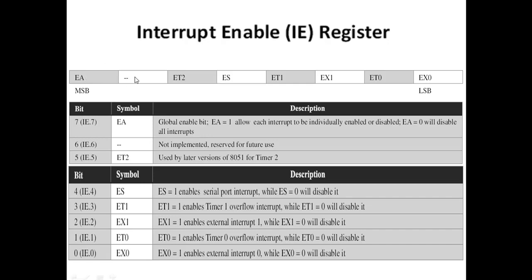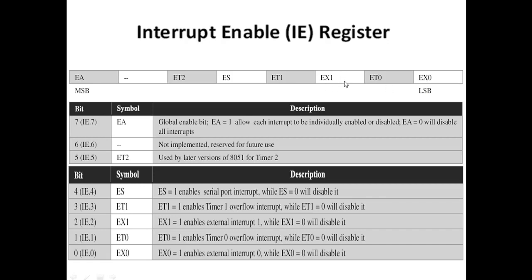So this is the EA bit. This bit is reserved for future purposes. This is the enable bit for timer 2. This is the enable bit for your serial port. This is the enable bit for timer 1. Enable bit for external interrupt 1. Enable bit for timer 0. Enable bit for external interrupt 0. So whichever interrupt you want, for example, I want external interrupt 1, so I'll make it 1.